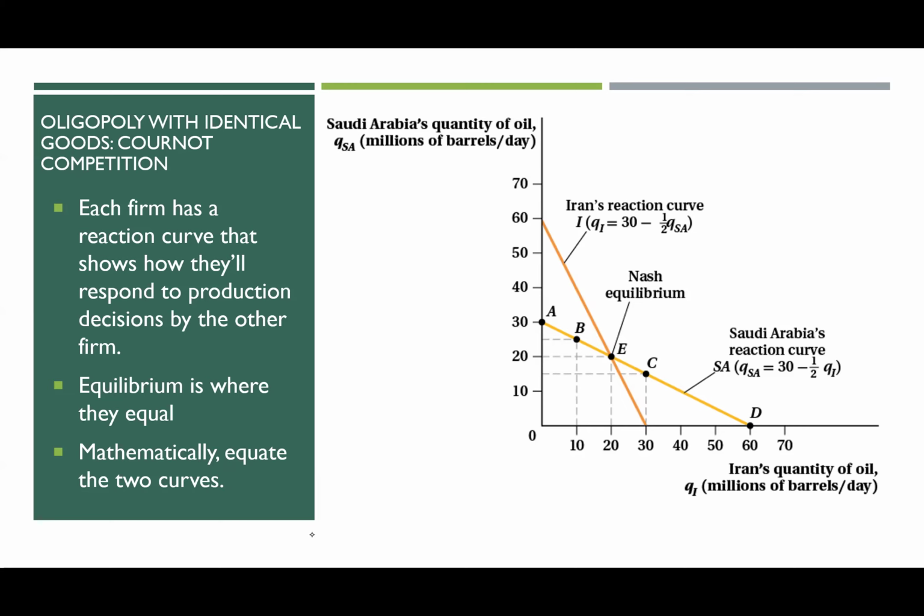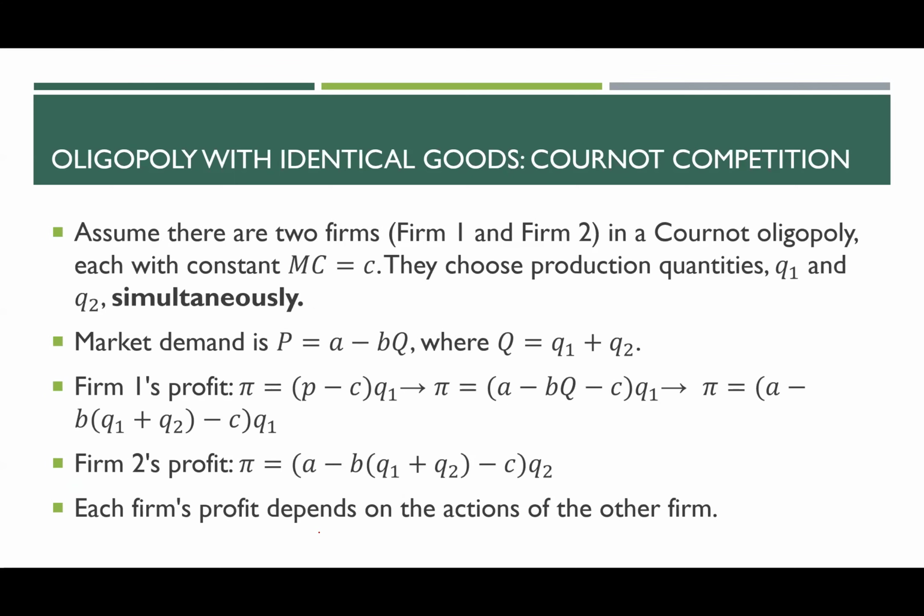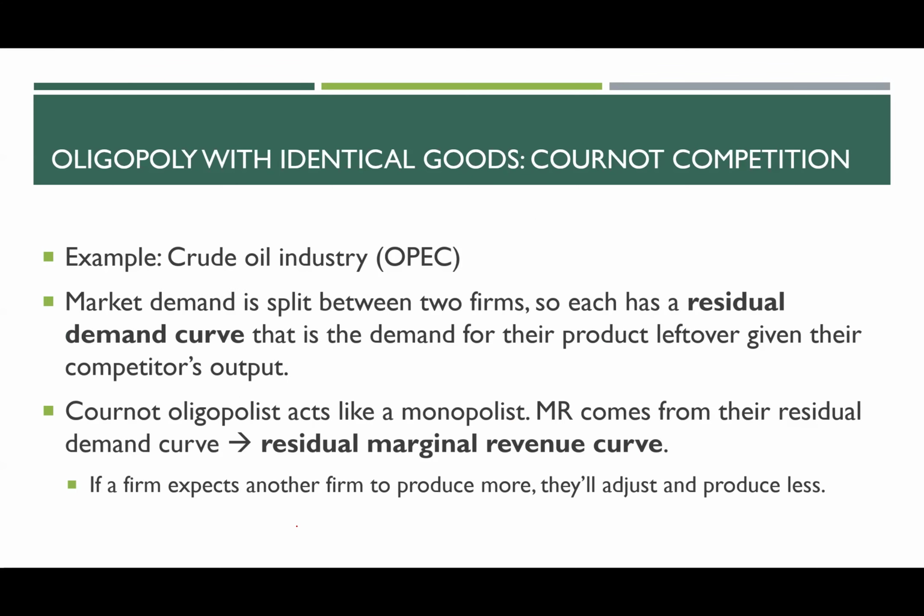All right, so when we solve this problem in just a second, we're going to see that both firms are operating at this point E, this point of intersection between the two curves, meaning that they're both going to be producing 20 million barrels of oil each day. All right. Before we get to that example, let's go back one slide and think about OPEC.